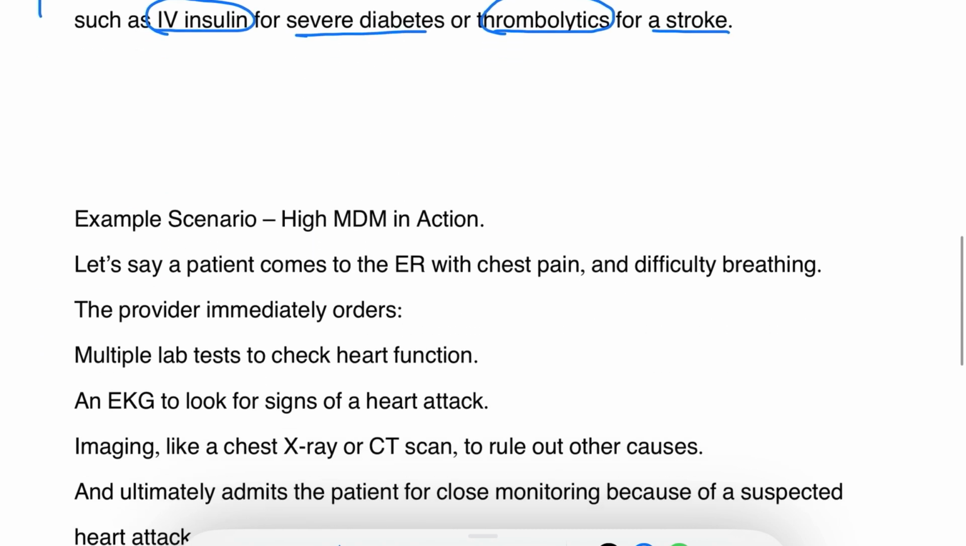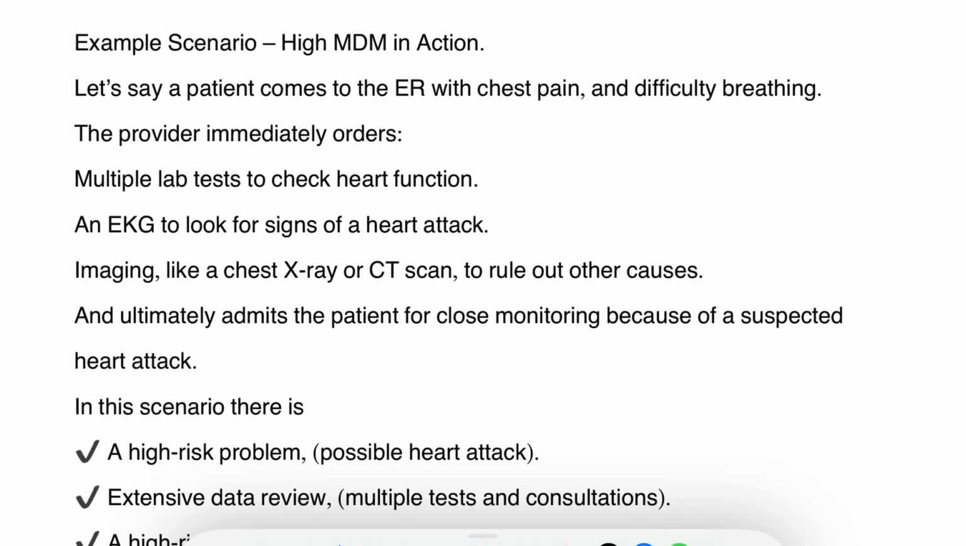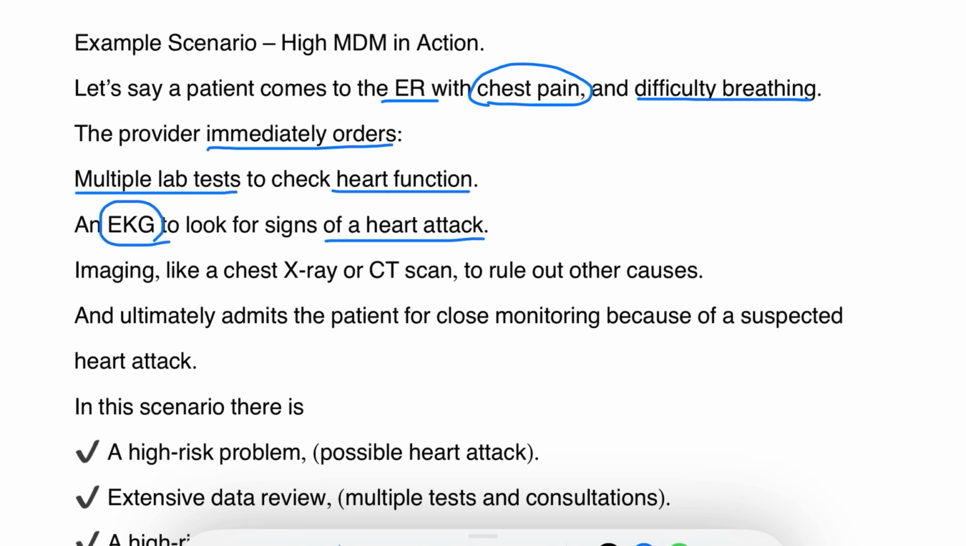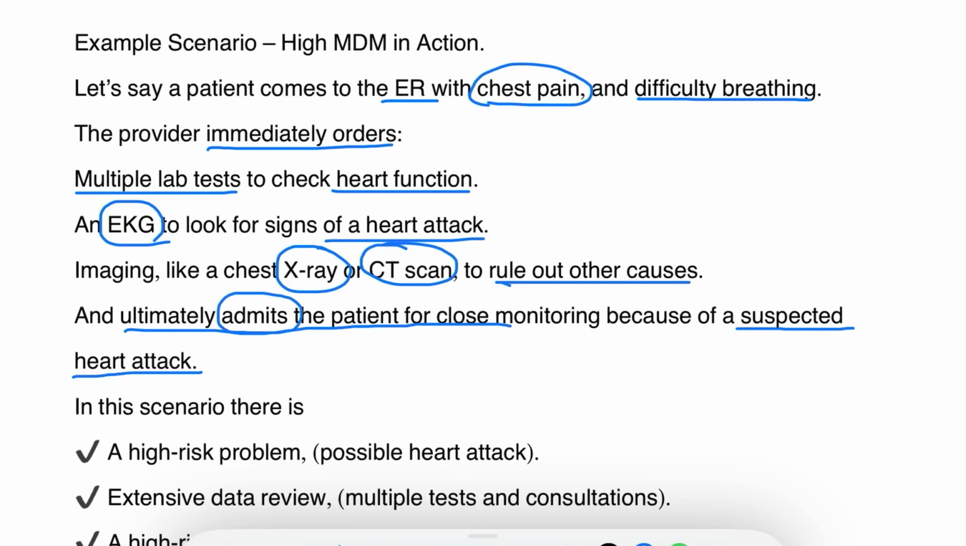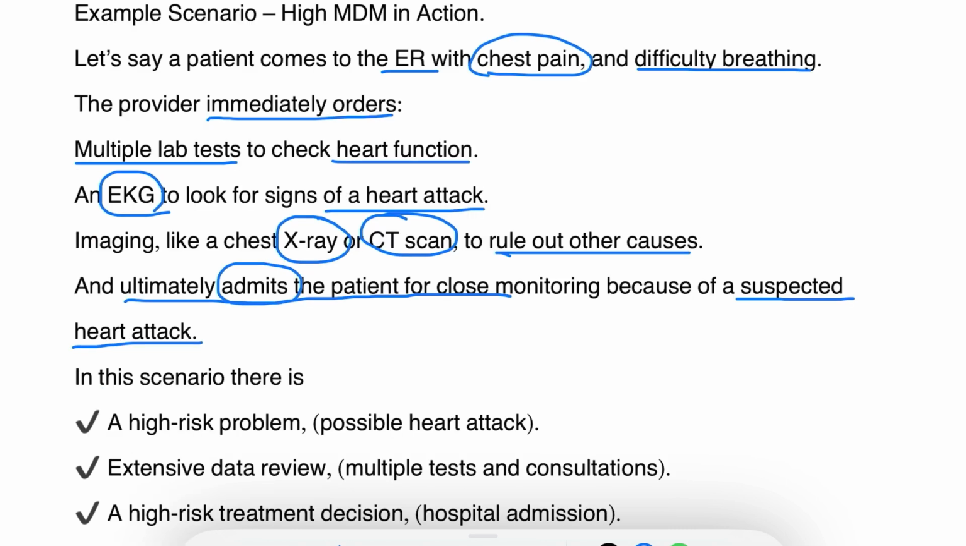Let's go through one example scenario, high MDM in action. Let's say a patient comes to the ER with chest pain and difficulty breathing. The provider immediately orders multiple lab tests to check heart function, an EKG to look for signs of a heart attack, imaging, like a chest X-ray or CT scan, to rule out other causes, and ultimately admits the patient for close monitoring because of a suspected heart attack. So to know whether the patient had a heart attack or it's just chest pain, the provider ordered multiple tests to confirm the condition and closely monitored the patient.